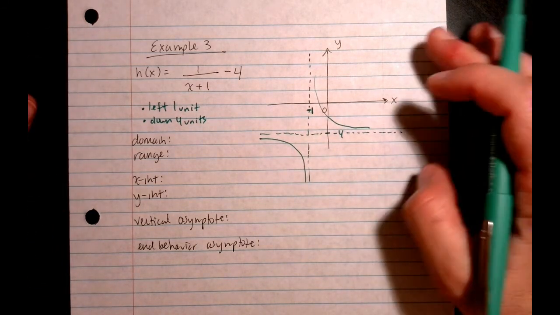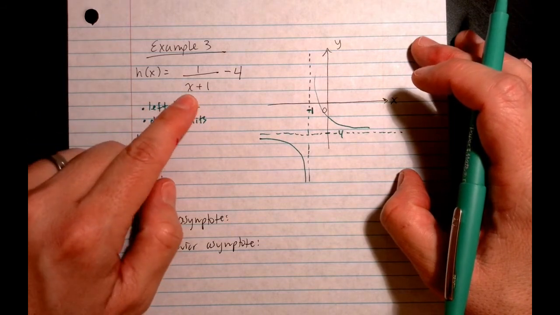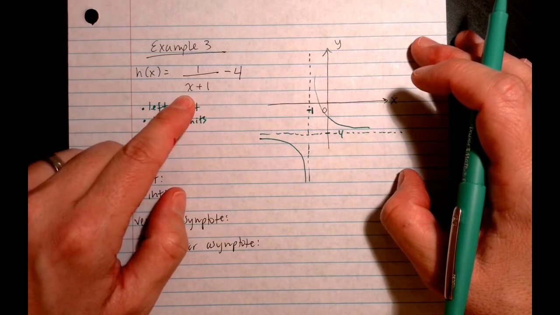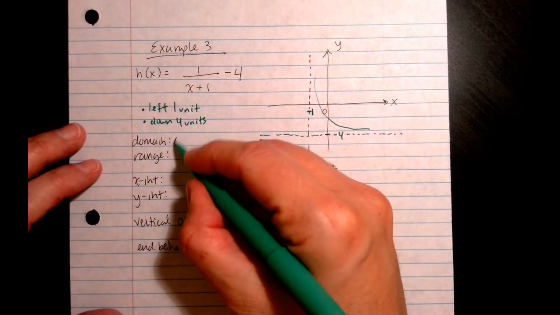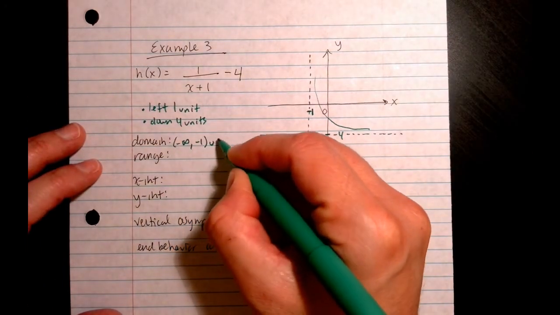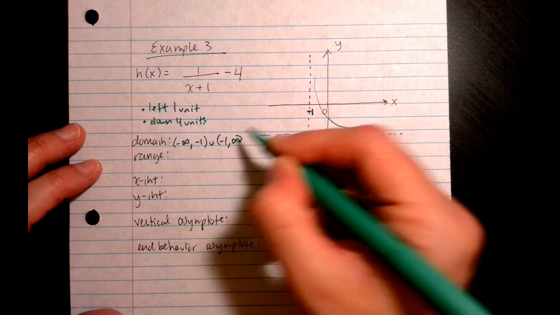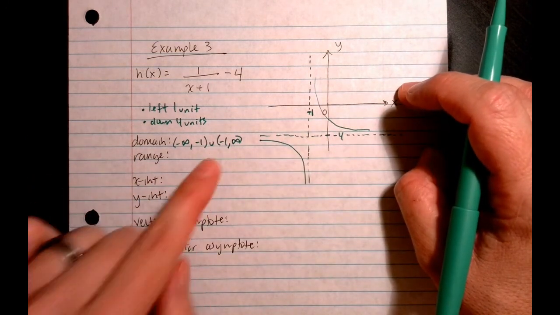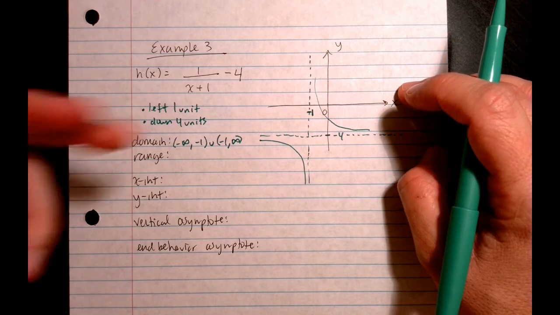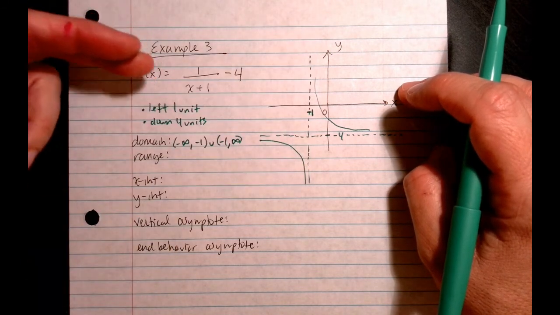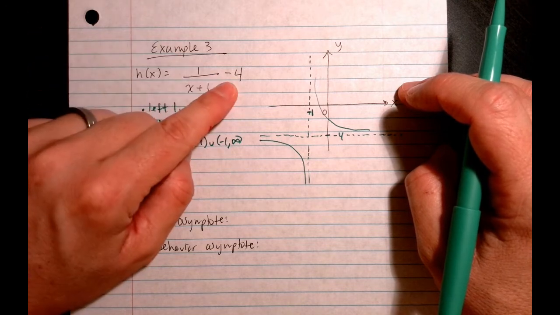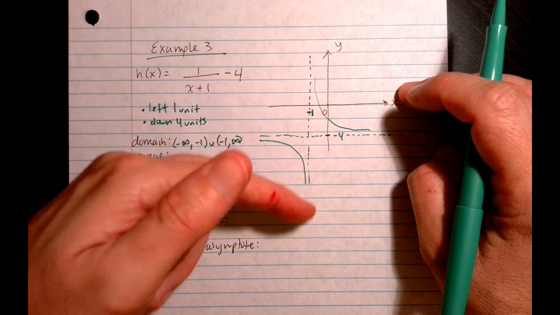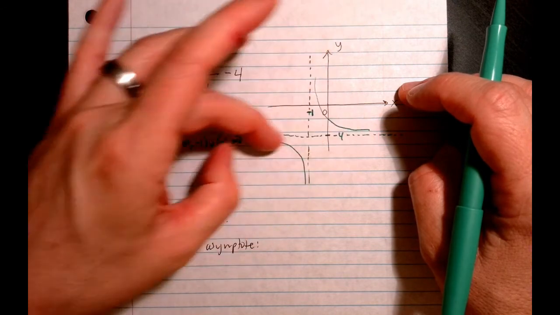So what will my domain be? Well, look at my denominator. What's the only number I can't put in my denominator? Well, it's -1, because that would give me a 0. So my domain is all real numbers except -1. I must exclude it. Don't let it go in there, okay? Let's talk range. My range, because this is just a transformation of the parent reciprocal function, can be found by my vertical translation. So it's going to be all the y values except -4.